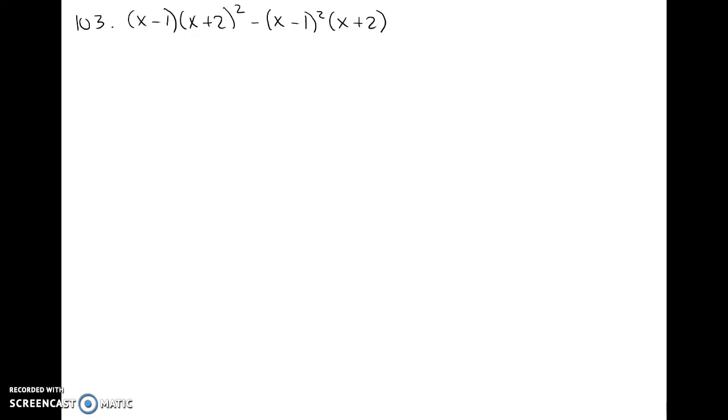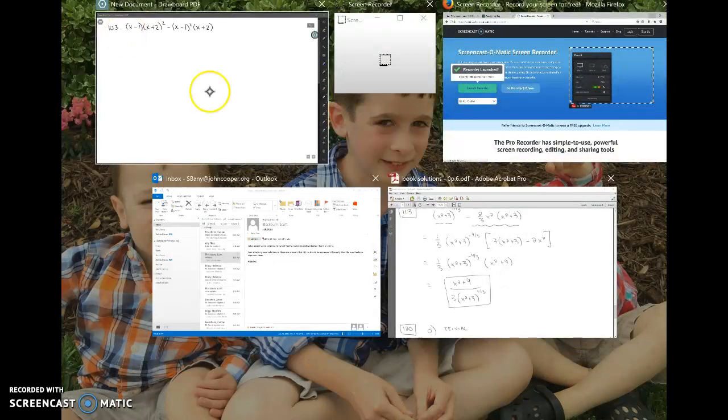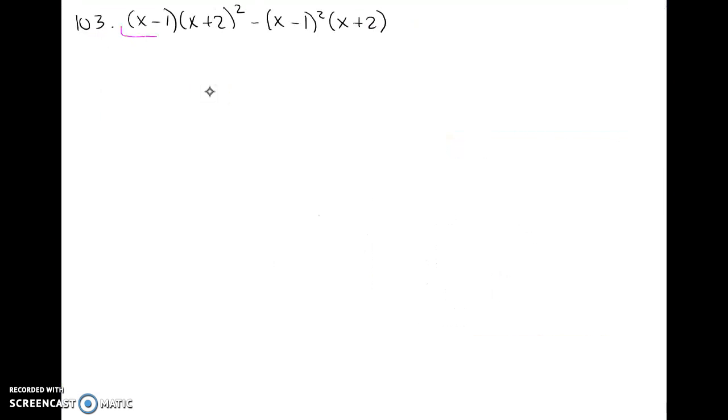Okay, this is number 103 on the homework. This one you have two terms right there, and you want to factor out greatest common factors. So that's what we're looking for. In the first term, you have x minus 1, and you also have an x minus 1 squared in the second term. So factor out the x minus 1, that's what's common.